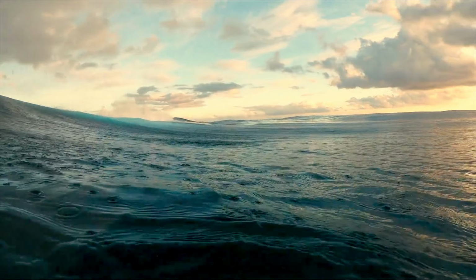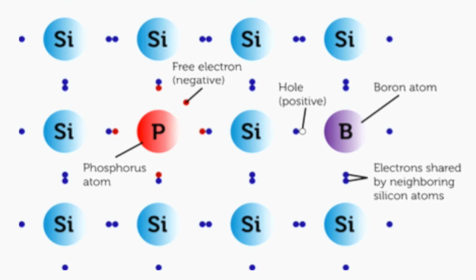A very small amount of another element, such as boron or phosphorus, is added to the silicon so it can conduct current. Each silicon atom has 4 valence electrons, which it shares with other silicon atoms in a crystal. A semiconductor is formed by replacing a few silicon atoms with other atoms that have more or fewer valence electrons than silicon. There are two different types of semiconductors, N-type and P-type.